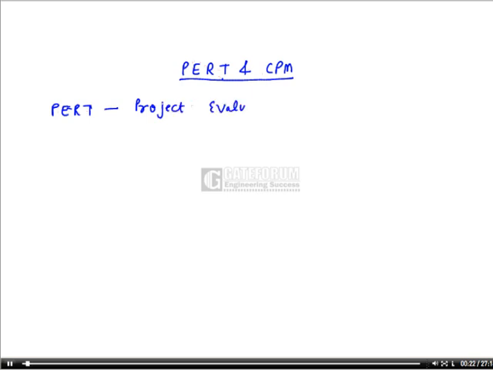New topic, that is PERT and CPM. So the meaning of PERT is Project Evaluation and Review Technique. And the meaning of CPM is Critical Path Method.